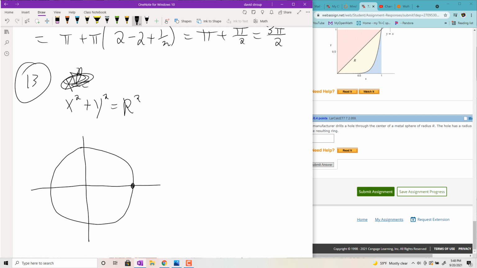So this point would be big R comma 0. Then they're drilling a hole through it that has radius little r. Okay. So they're drilling this hole, and so this would be y equals little r.